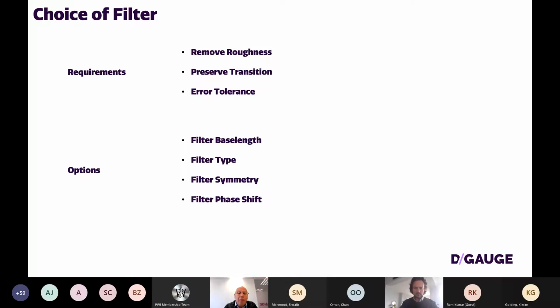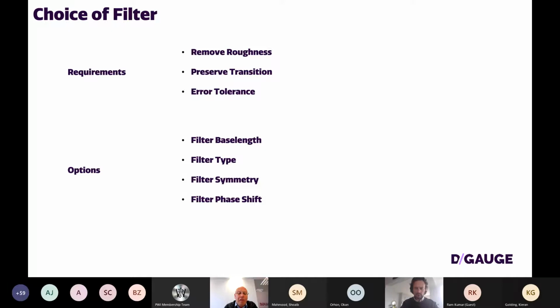We have to look at the filter symmetry. And a classic case of an asymmetric filter will be what a tamping machine sees as it's going through a curve and smoothing it, because the front of the tamping machine is sitting on rough track and the back of the machine is sitting on smooth track. That's providing an asymmetric filter.